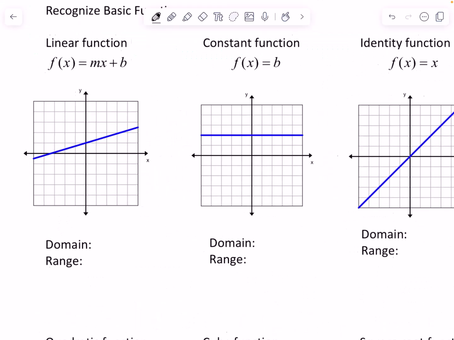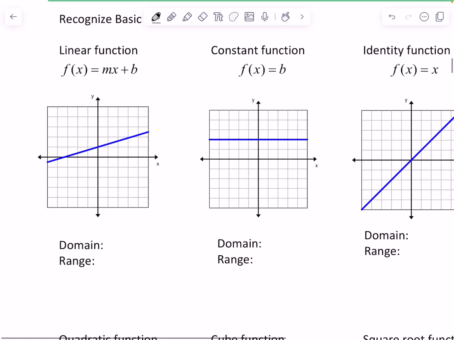So the first function that we want to be familiar with is a linear function, a basic linear function. These are in the form mx plus b, and so we know that m indicates the slope or the steepness of the function, and then b is going to tell us the y-intercept of that graph, which is, we know from our previous work, where it crosses the y-axis.